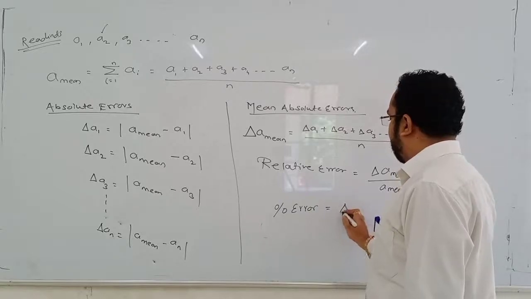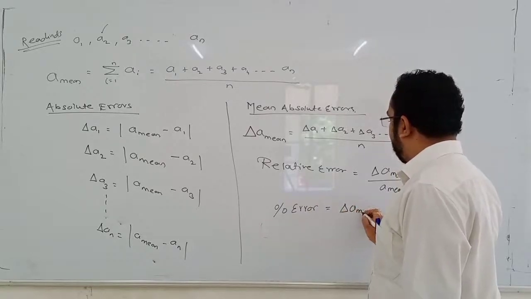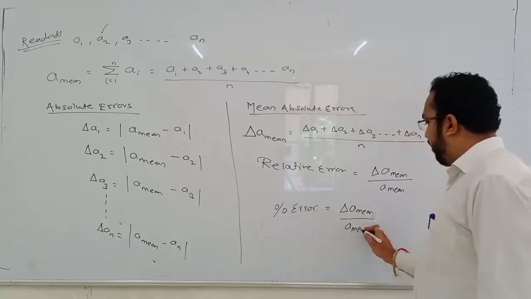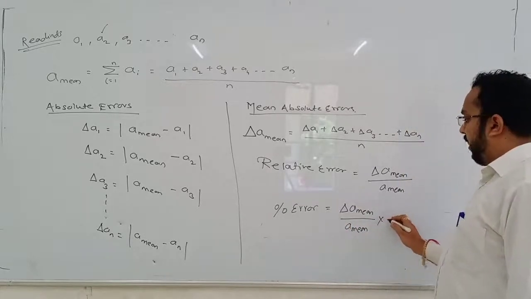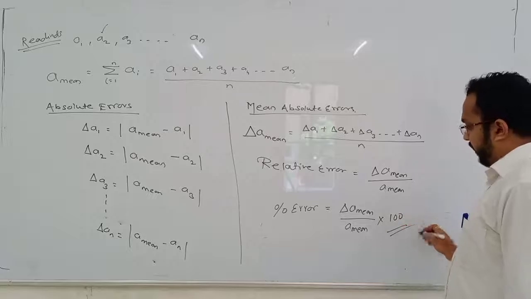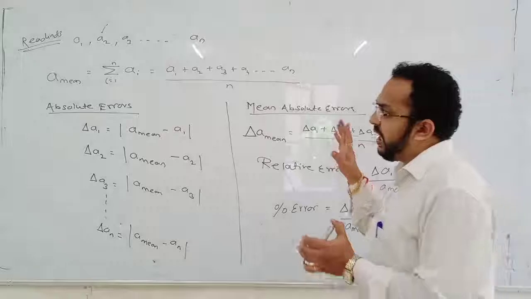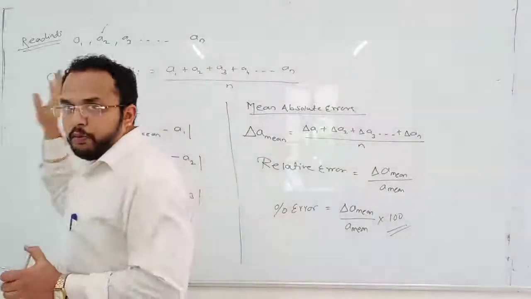Percentage error, that is relative error into 100. Delta A mean, mean absolute error upon mean value into 100. So this is percentage error. So very important. जे आज बोर्ड में लिहिलेलं आहे ते खूप इम्पॉर्टंट आहे.